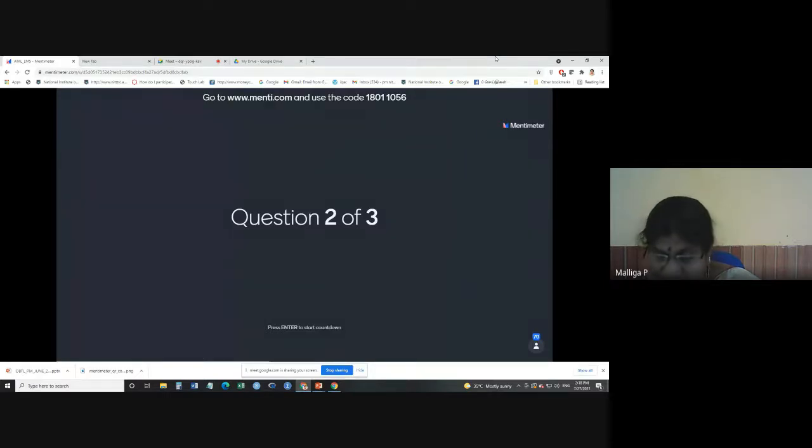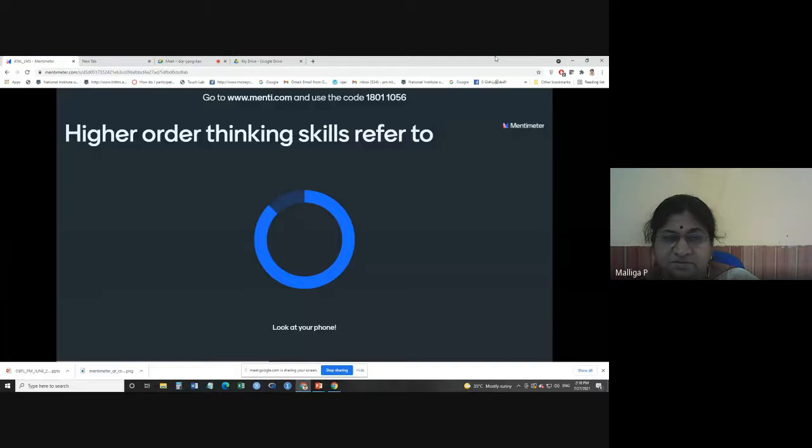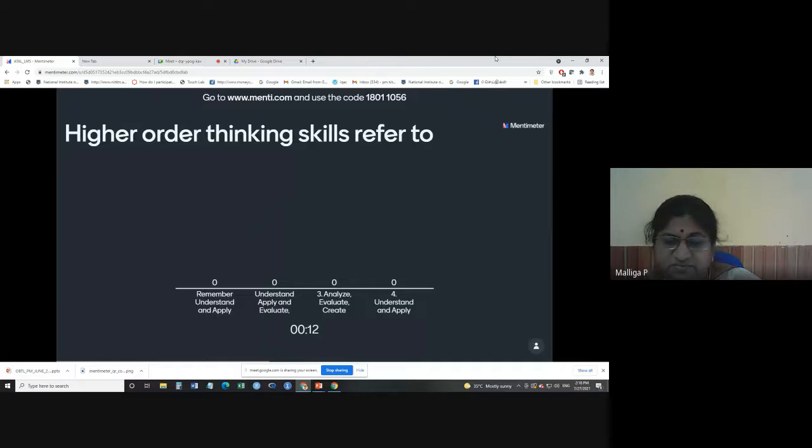Shall we move? 71 people are there. The higher order thinking skills refers to. The choices are given. So which is the higher order thinking skills? You have to choose the appropriate answer.